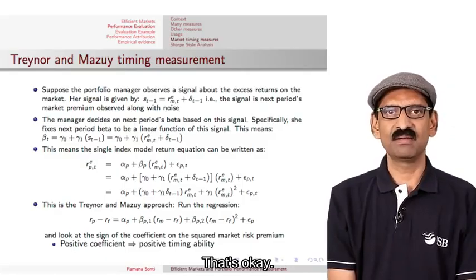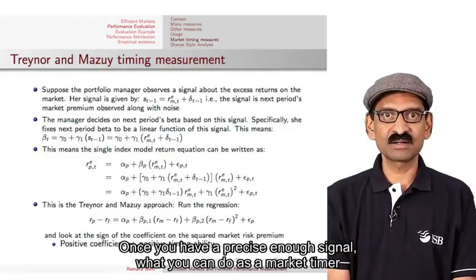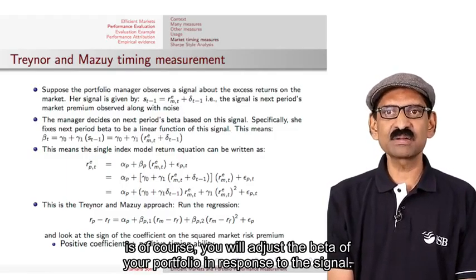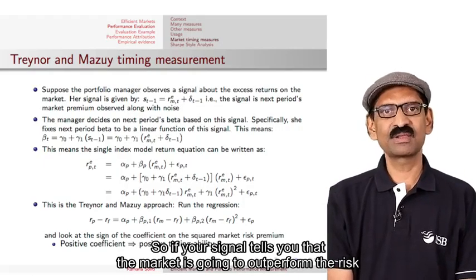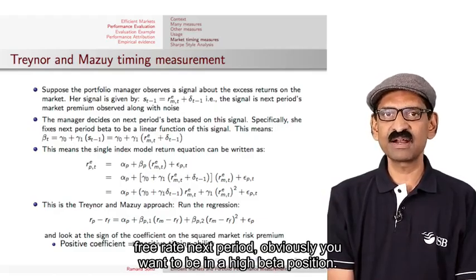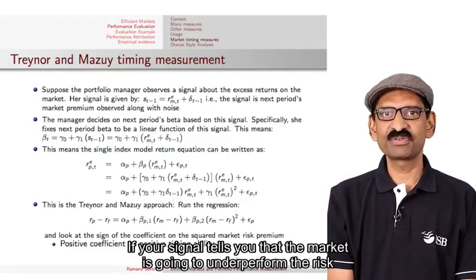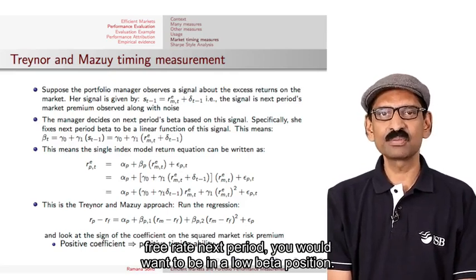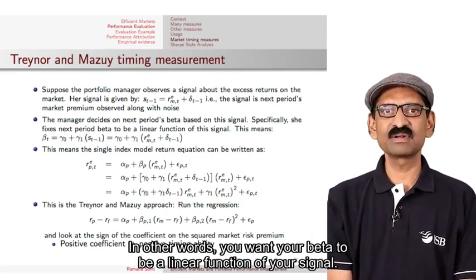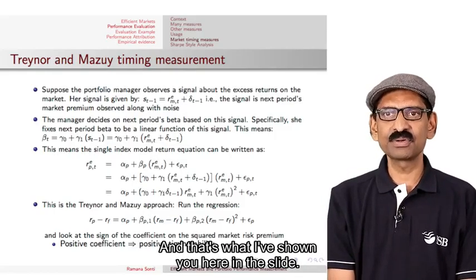That's okay. Once you have a precise enough signal, what you can do as a market timer is, of course, you will adjust the beta of your portfolio in response to the signal. So if your signal tells you that the market is going to outperform the risk-free rate next period, obviously you would want to be in a high beta position. If your signal tells you that the market is going to underperform the risk-free rate next period, you would want to be in a low beta position. In other words, you want your beta to be a linear function of your signal. And that's what I've shown you here in the slide.